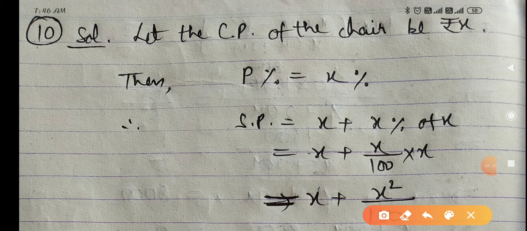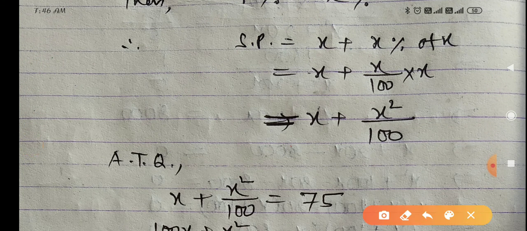Cost price you suppose. Let the CP of the chair be X. When CP is X rupees, then profit percent will be X percent, because it is given as much percent profit as its cost. So this condition is given, so that's why I have taken profit percent equals X percent. SP, you know, is CP plus profit. CP is X, profit is X percent of X. So by simplifying, you are getting SP as X plus X square upon 100.